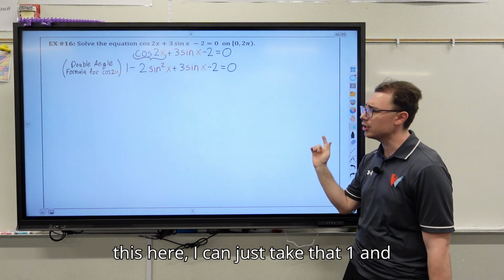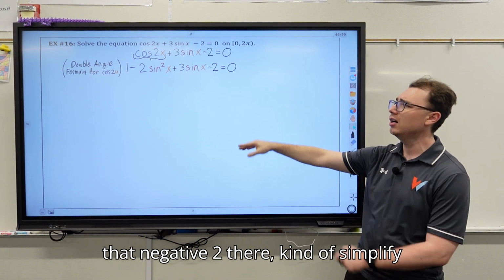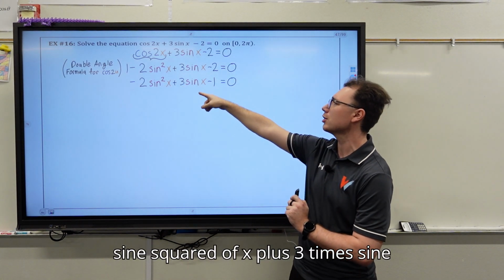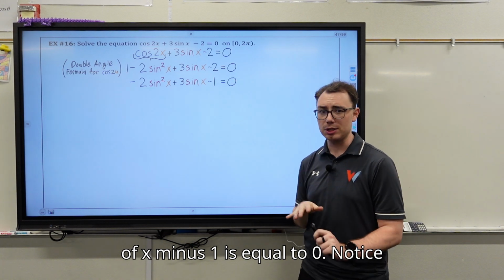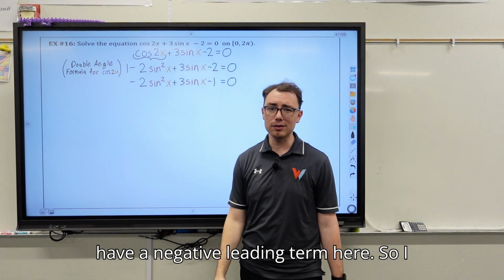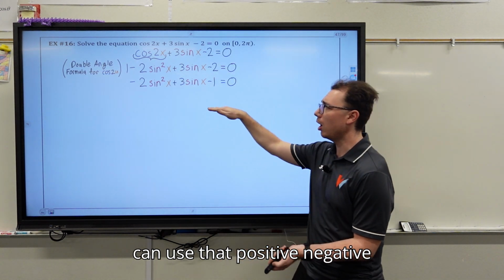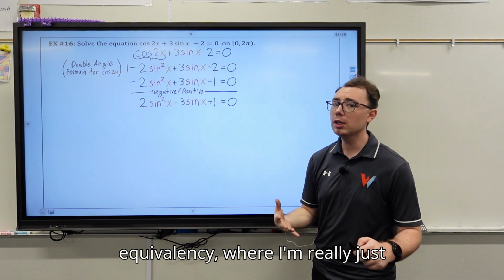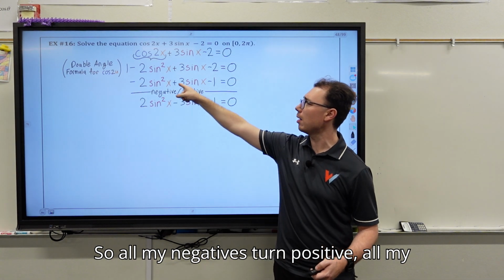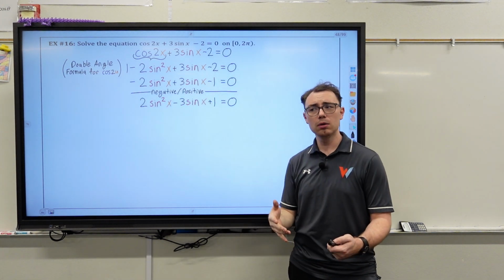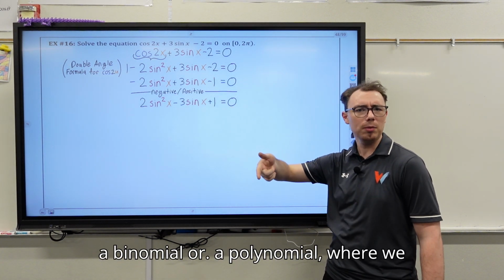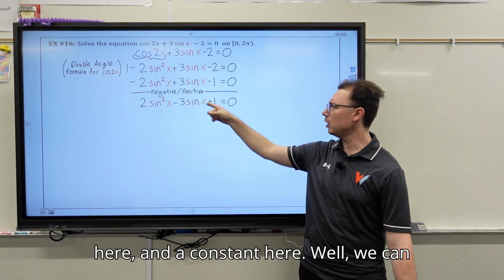Once I have this, I can take that 1 and that -2, and simplify it out real quick. So I get -2 sine squared of x plus 3 times sine of x minus 1 is equal to 0. Notice this next trick. I don't really want to have a negative leading term here. So I can use that positive negative equivalency where I'm really just multiplying everything by -1. So all my negatives turn positive, all my positives turn negative. And now, notice again, we kind of have a polynomial where we have a square here, a single term here, and a constant here.